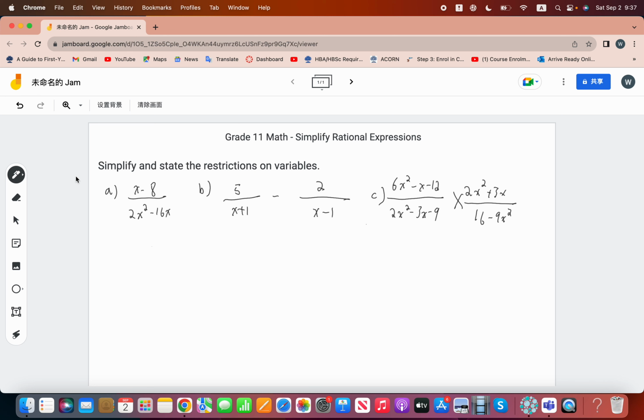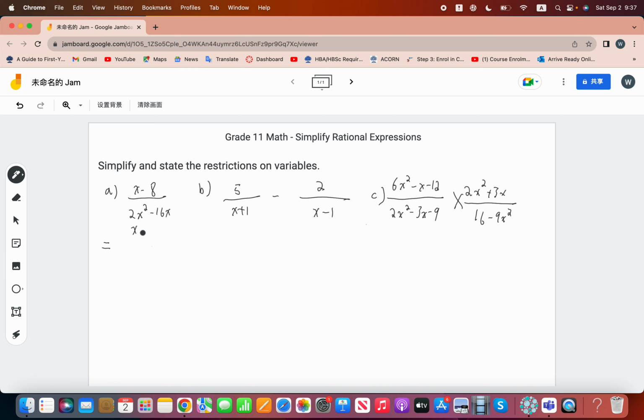Grade 11 math, simplify rational expressions. Simplify and state the restrictions on variables. Now let's start on question A: x minus 8 over 2x squared minus 16x. The first step is to factor the denominator.